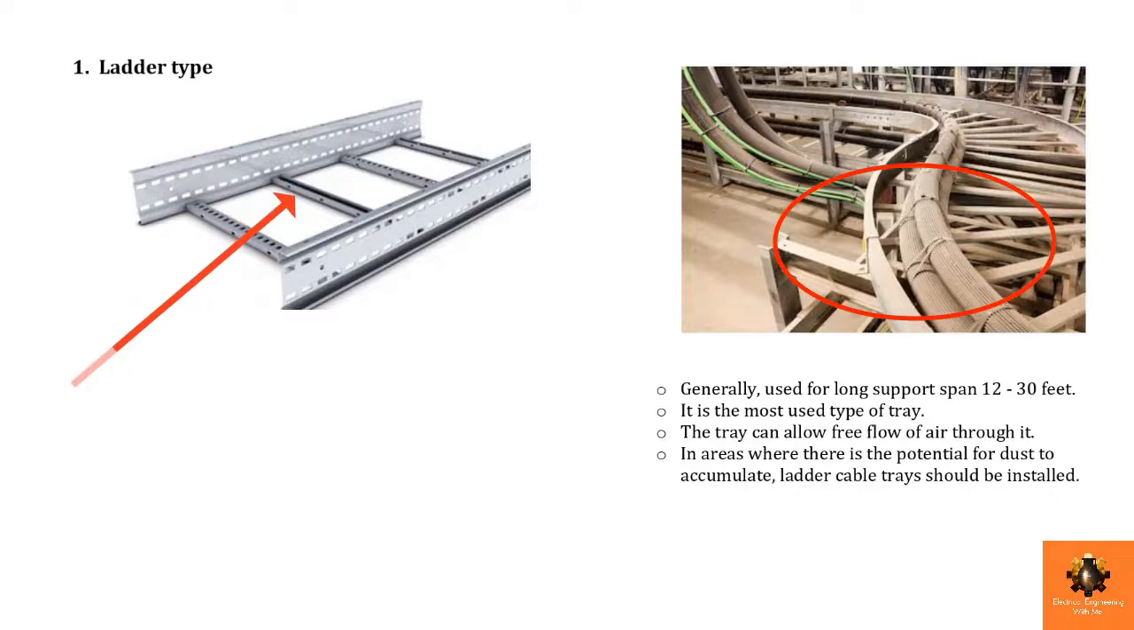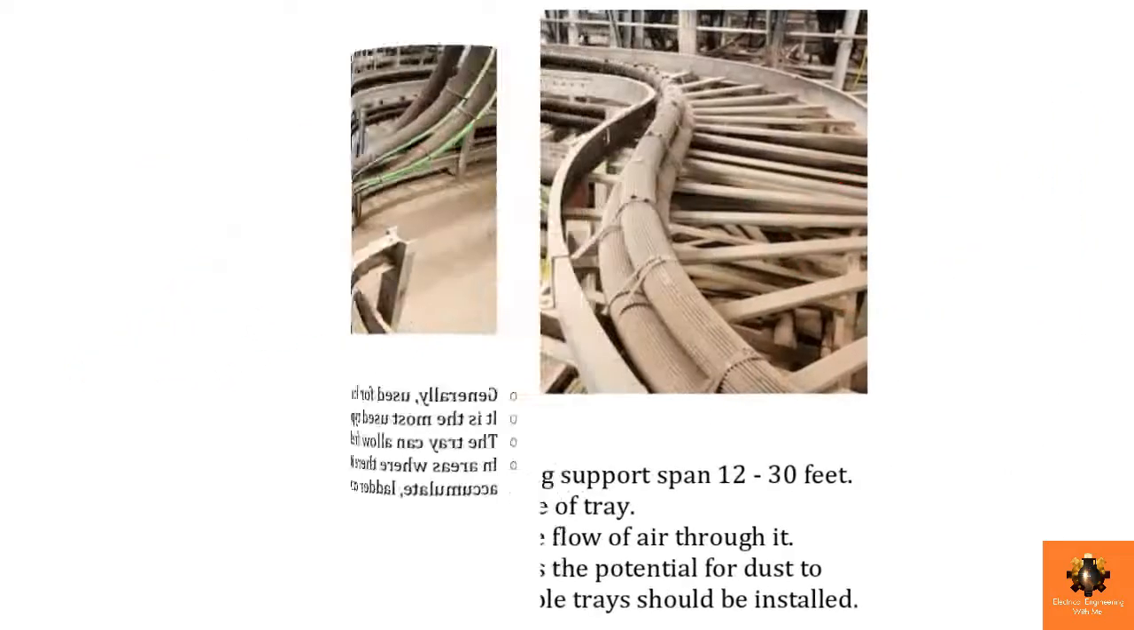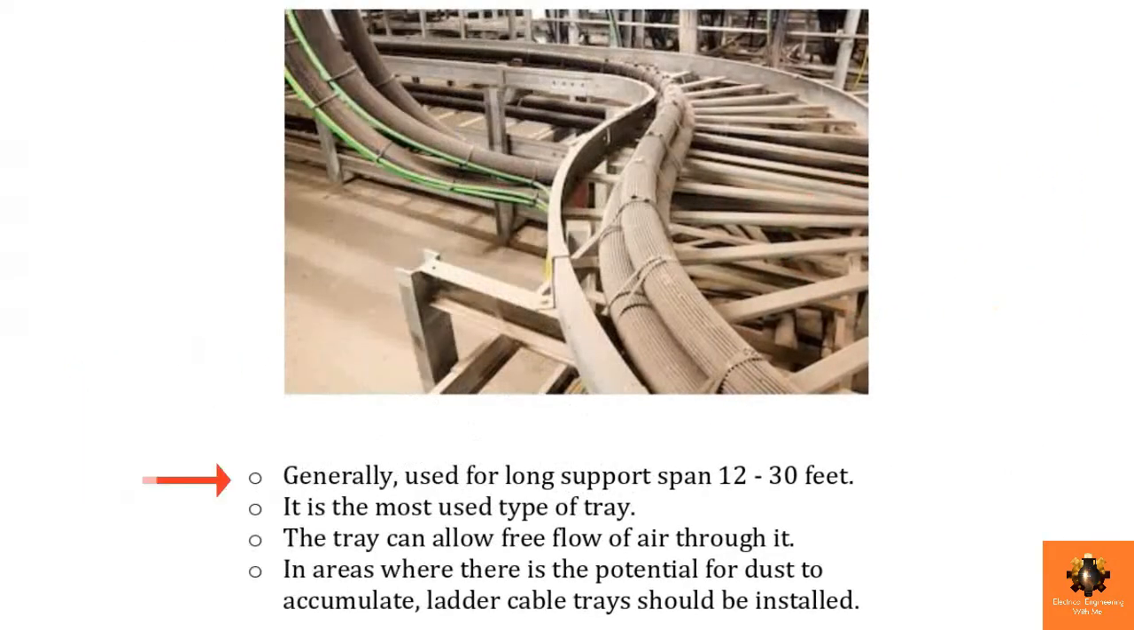Now come to these points. Generally, ladder cable trays are used for long support spans, that is 12 to 30 feet. Okay, 30 feet of span. So if we have a span of this much distance, we go with the ladder type. This is the first condition.